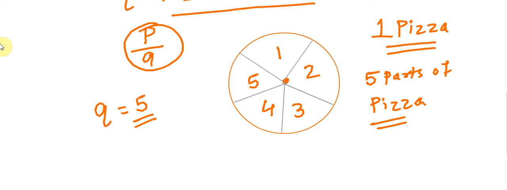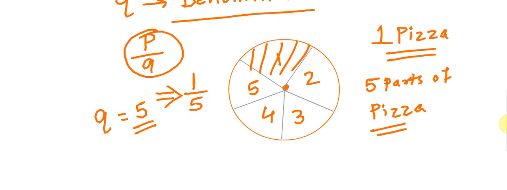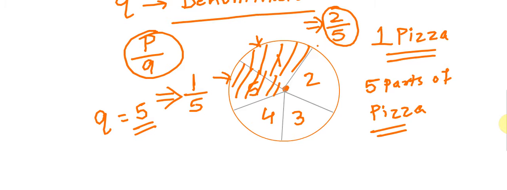When we have to talk about the first part of pizza, which I am shading right now, we'll say 1 by 5 or 1 over 5. Now suppose we have to say 2 parts of pizza. So I'm shading that part for you, which means 2 of 5. So if I eat these 2 parts of this pizza, that represents 2 of 5.